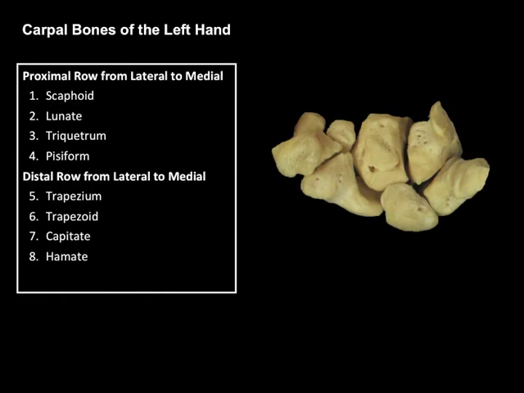The next set of bones we need to examine are the wrist bones or carpal bones. The carpal bones are arranged in two rows, a proximal row and a distal row. Let's identify these bones. Starting on the lateral side of the proximal row, we find the scaphoid bone, ancient Greek for the name of a boat.